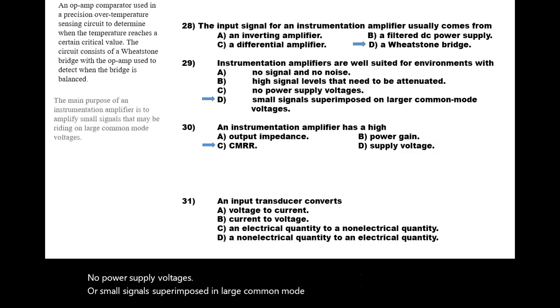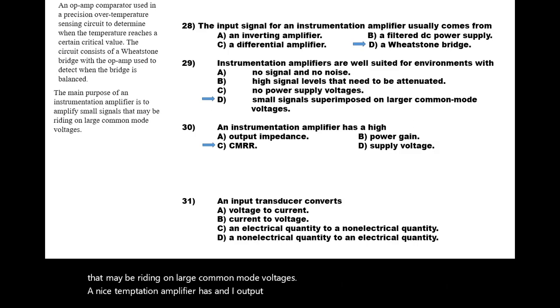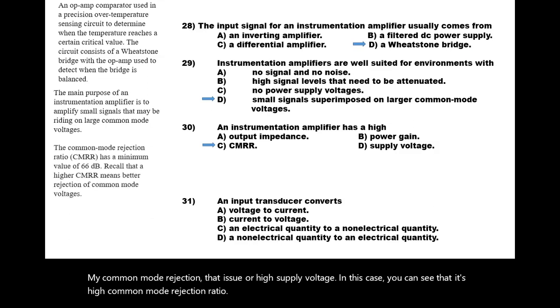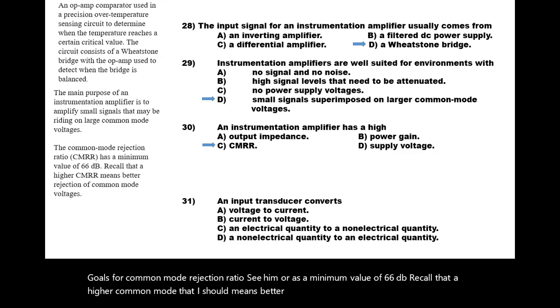As you can see, the answer is D, but why? Because the main purpose of an instrumentation amplifier is to amplify small signals that may be riding on large common mode voltages. An instrumentation amplifier has a high output impedance, high power gain, high common mode rejection ratio, or high supply voltage. In this case, you can see that it's a high common mode rejection ratio. Also, the common mode rejection ratio, CMRR, has a minimum value of 66 decibels. Recall that a higher common mode rejection ratio means better rejection of common mode voltages.